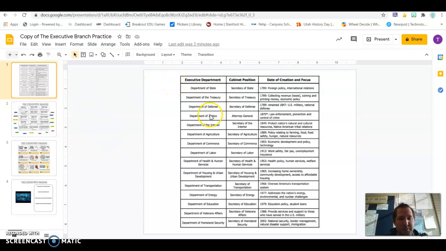So you'll want to start on this page where you have all the different cabinet positions. Now, the executive branch is led by the president, but is in fact a very large branch, including things like foreign relations, treasury, education, labor. There's a lot that goes into the executive branch other than the president.